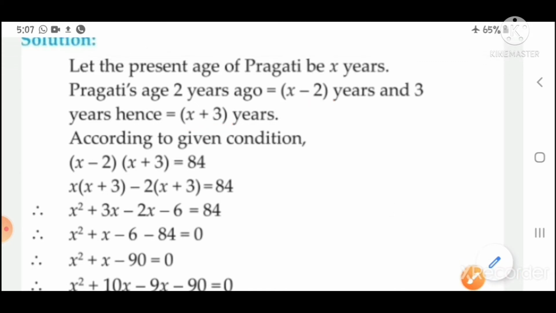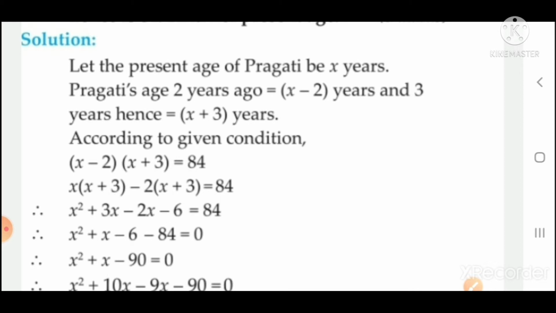Now once you got this, you have to solve these brackets. You will open this bracket: x will multiply this x plus 3, minus 2 will multiply this x plus 3, equal to 84. Now multiply: x into x becomes x square, plus sign, x into 3 becomes 3x, minus 2 into x becomes 2x, minus into plus becomes minus, so 2 3s are 6, is equal to 84.